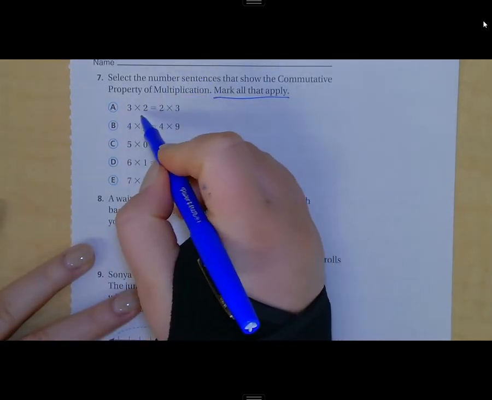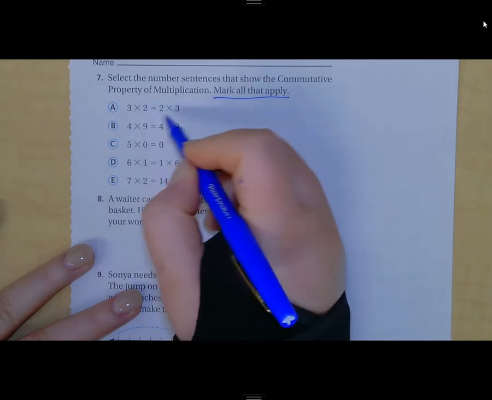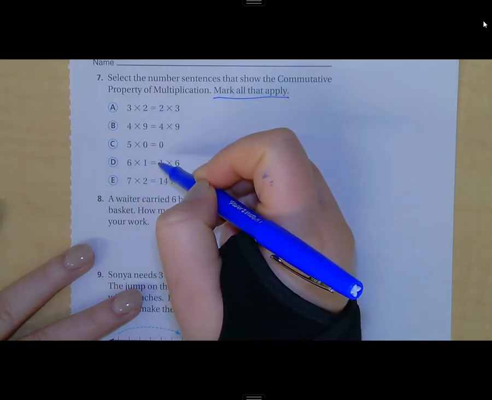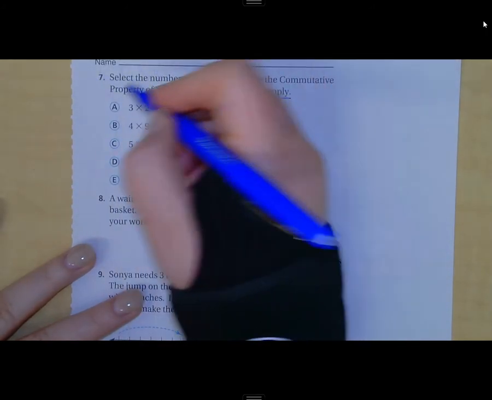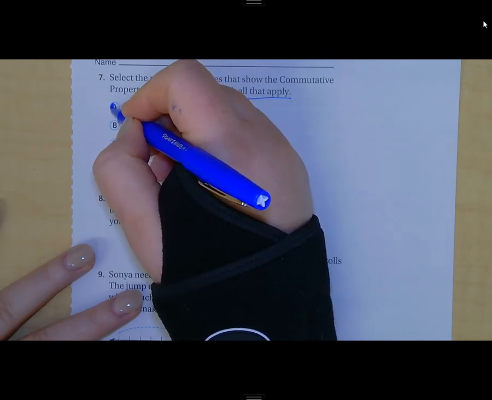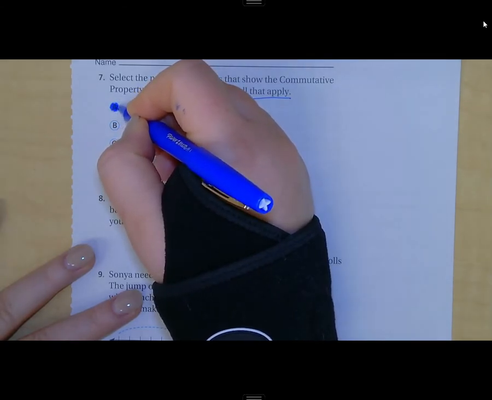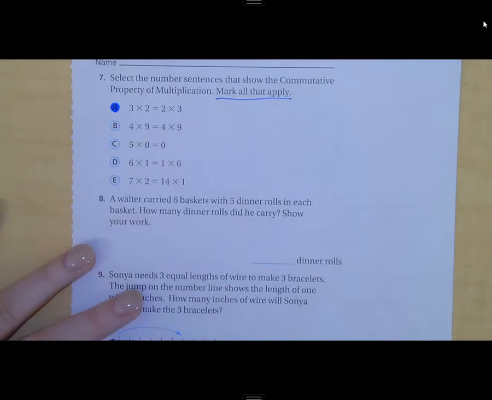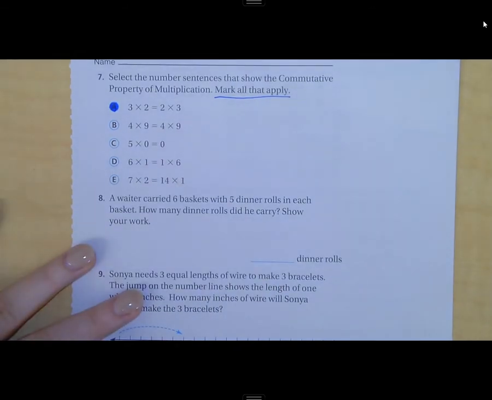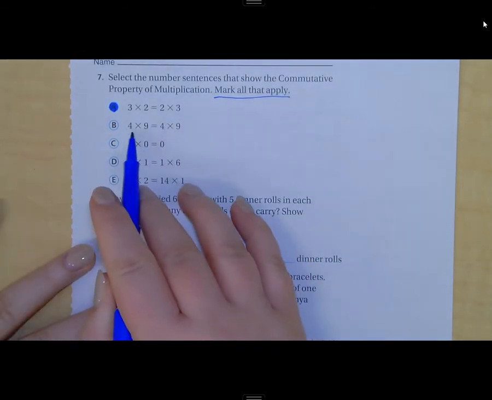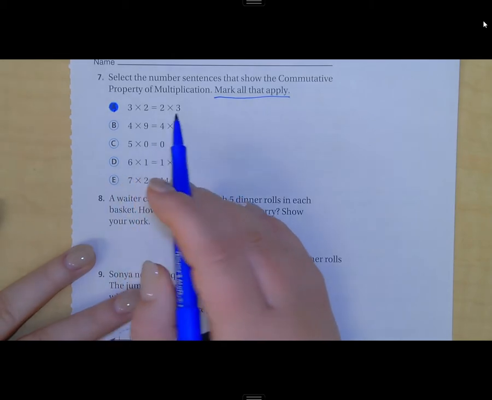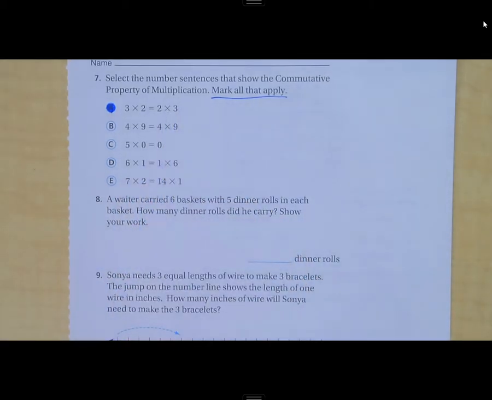So 3 times 2 equals 2 times 3. Did the order of the factors change? Yes. Just the order, not what factors we're using. Just the order of factors changed. Okay, look at the next one. 4 times 9 equals 4 times 9. Yeah, they're equivalent. They equal the same amount, but are they demonstrating the commutative property? No, they're not. To demonstrate it, they would show that the order doesn't matter.